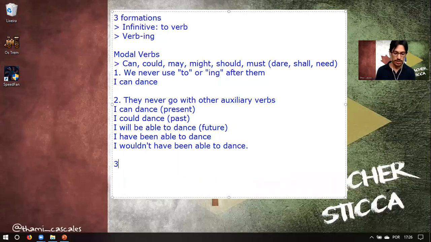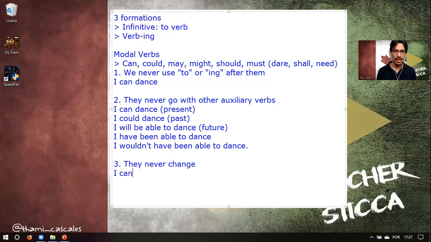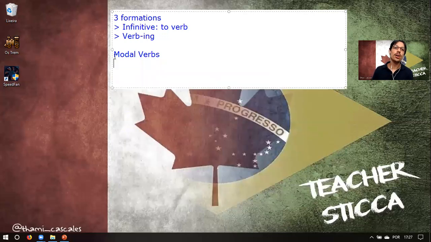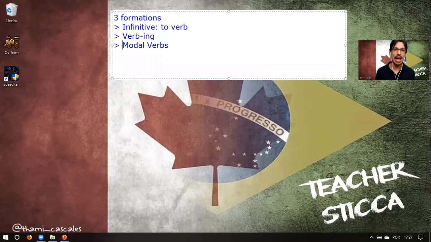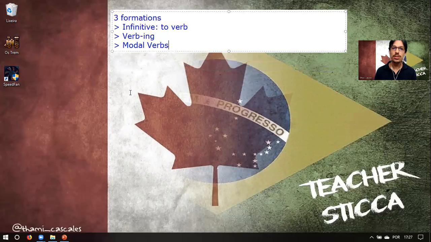And the third thing is that they never change. So I can, you can, he, she, it can. It does not have that letter S over here. So they don't change, they don't go with auxiliaries, and we never use to or -ing after them. These are the three formations we have for verbs in English. Only these three.